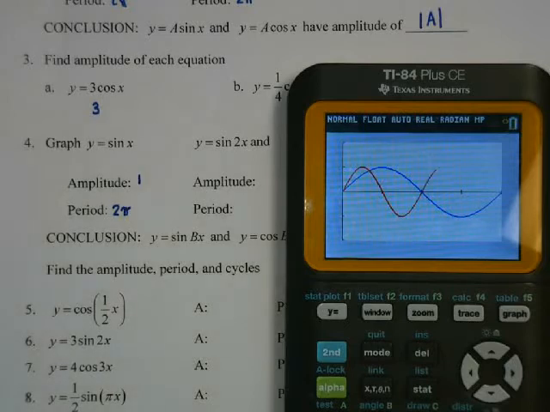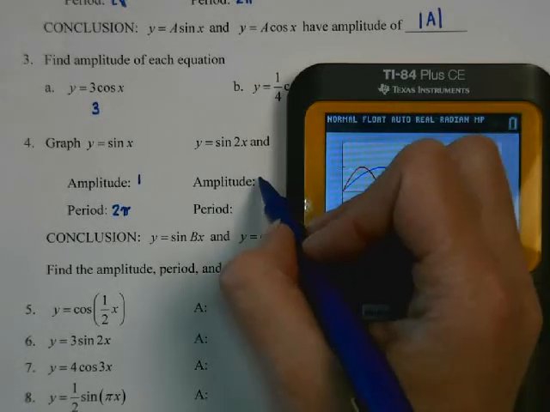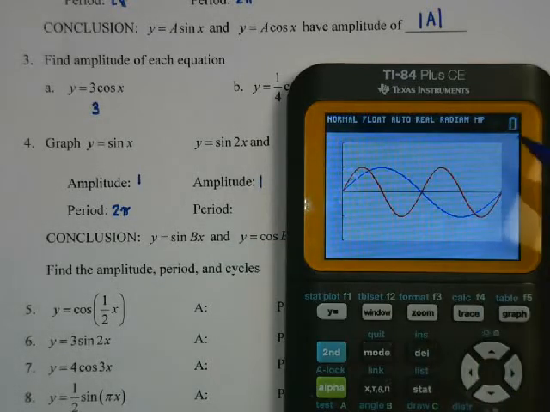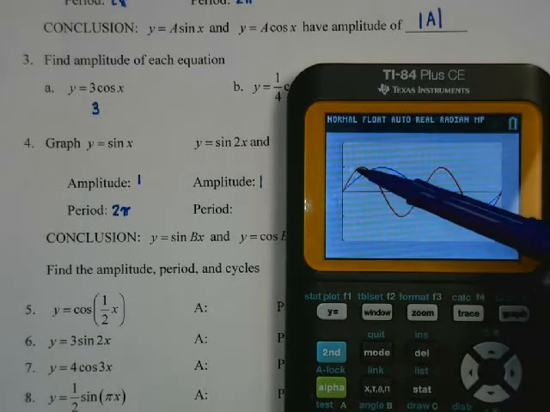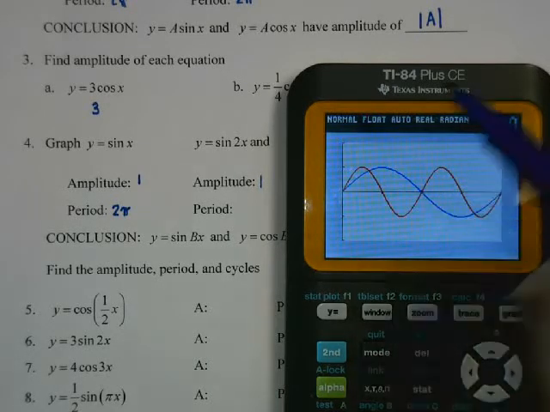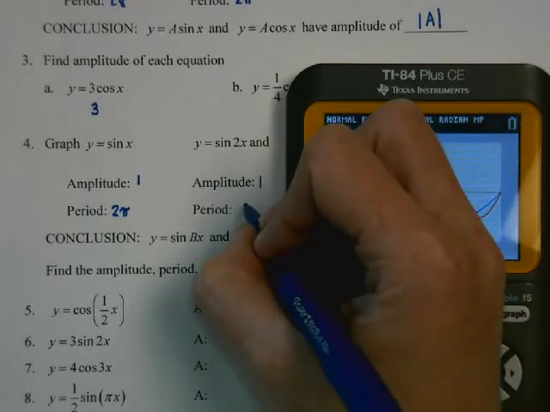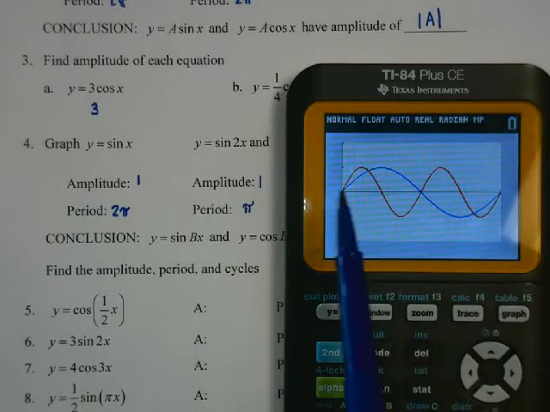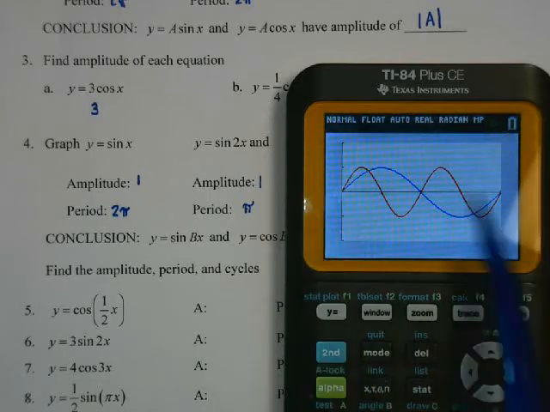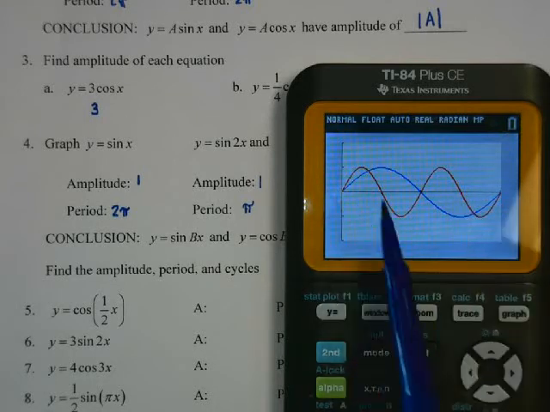Sine 2x still has an amplitude of 1, but the period, if we look here, we actually went through 2 cycles. The time it takes to complete one cycle is pi. Okay, and in the span of 2 pi, it repeated 2 cycles.